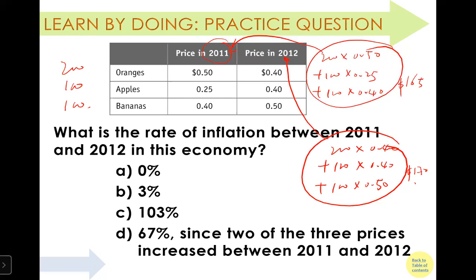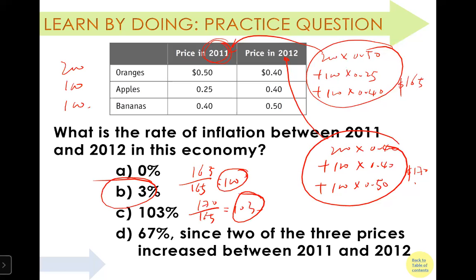Then we calculate the price index. For 2011, the price index equals 165 divided by 165, which is 100. And the price index in 2012 is going to be 170 divided by 165, which is around 103. Now, given the price index, we can easily find that the inflation rate is 3%.